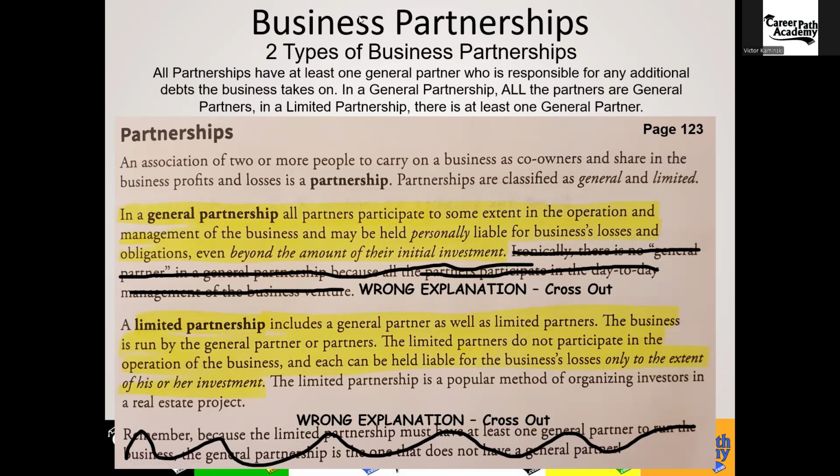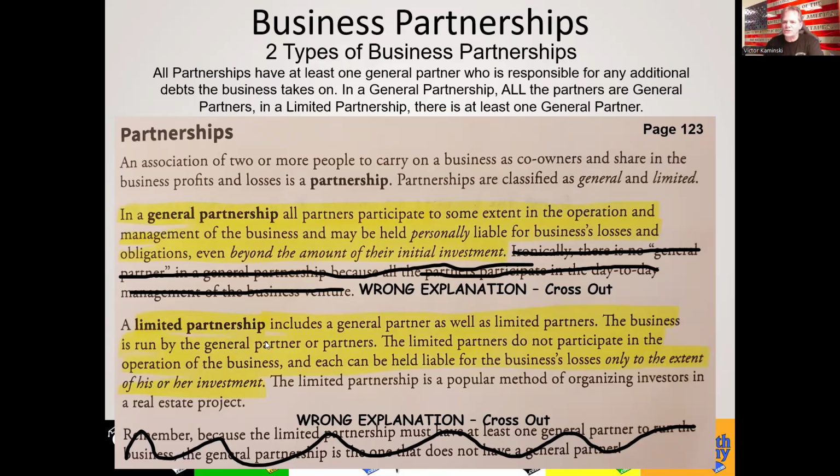So in a partnership, there are two types of partnerships. You have a general partnership and a limited partnership. So what is a general partner? Let's start there. A general partner is one that owns the business, but they work in the day-to-day business. They're involved in the day-to-day business activities. So, in a general partnership, all the owners, all the investors are general partners that work in the day-to-day business activities of the business to run the business. And they can all be held liable for any additional debts that the business takes on.